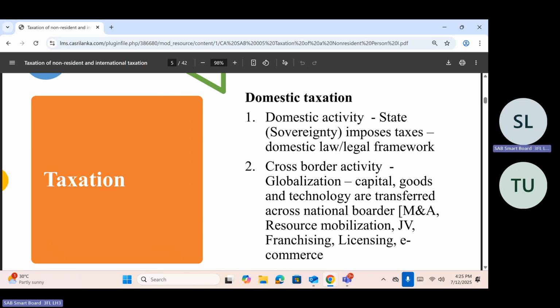Liquor and tobacco manufacturing business. The importation and distribution of liquor or tobacco is taxed in Sri Lanka at 45%. Previously it was 40%; they have increased it by another 5%. That is the law. Once the law is enacted, that is what we call the sovereignty right of the country. They can create law, and once it's created, it's the law. Nobody can challenge it.